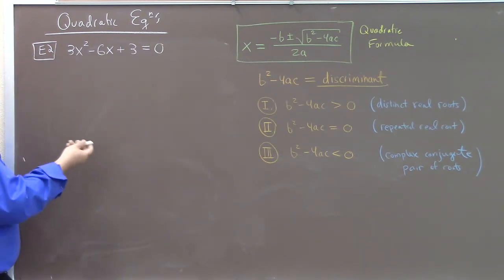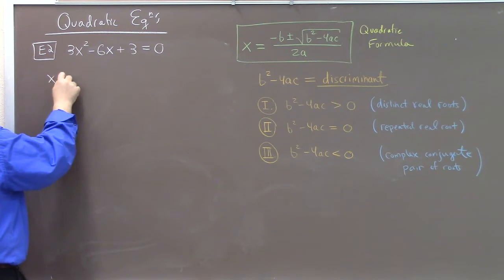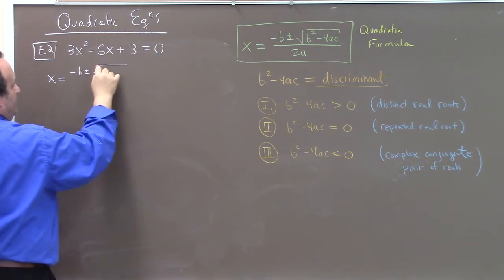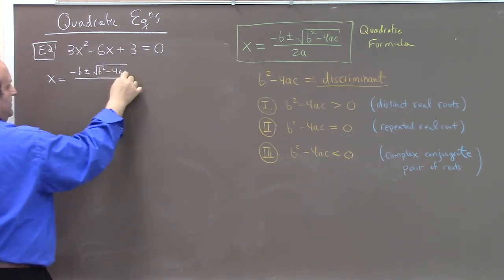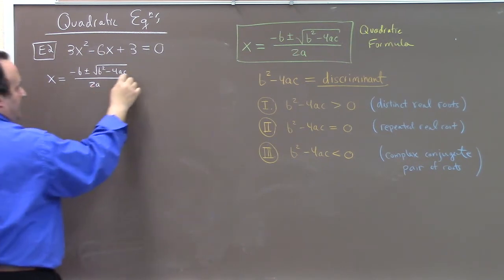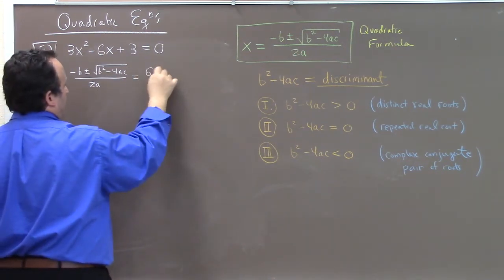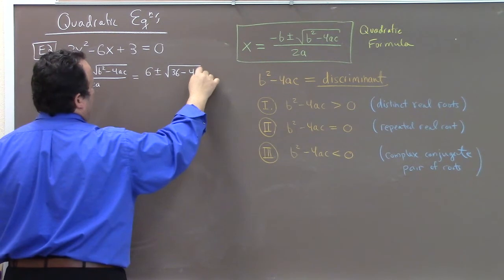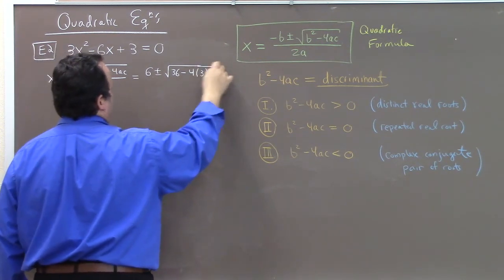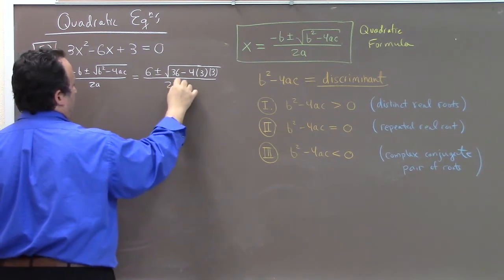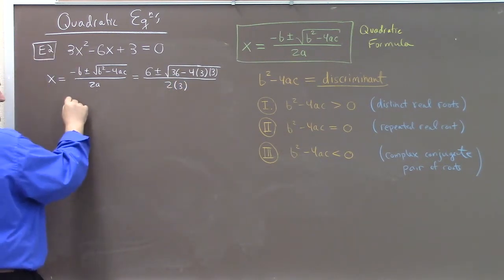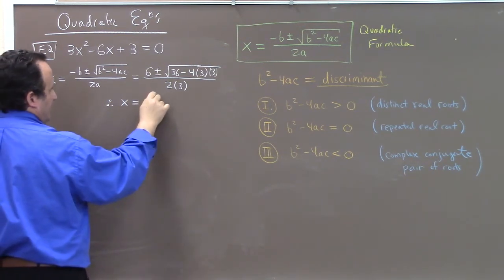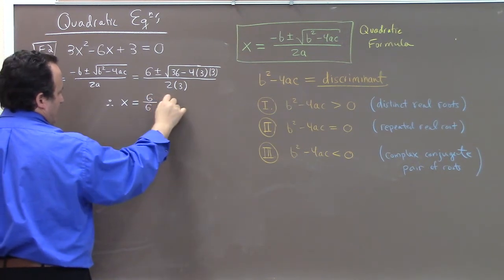Okay, so if I just use the quadratic formula directly, what do I get? x equals minus b plus or minus the square root of b squared minus 4ac, divided by 2a, right? Okay, so what is that? That is 6 plus or minus the square root of 36 minus 4 times 3 times 3, all divided by 2 times 3. So we get x is equal to 6 over 6, which is equal to 1.